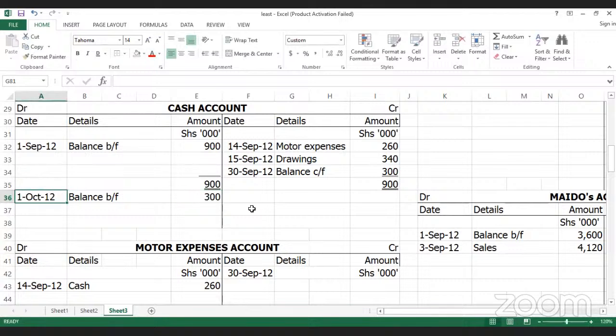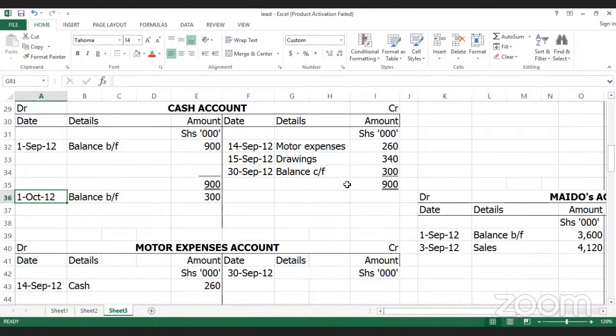So that is your cash account, and we have balanced it. Now the balance above the totals is described as the balance carried down. You can either call it balance carried down or balance carried forward.